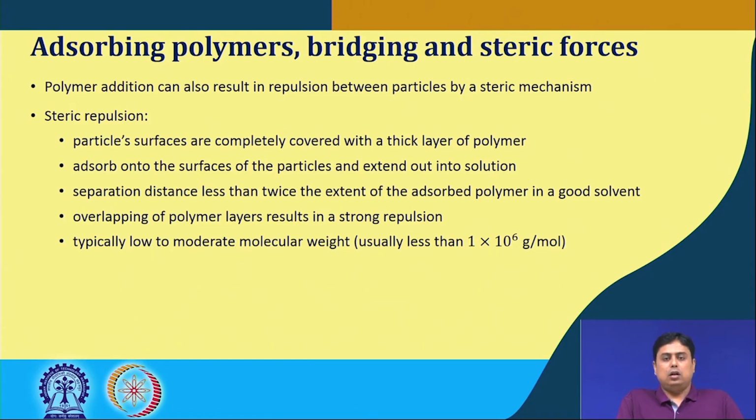A good polymer that exhibits this steric repulsion is typically of low to moderate molecular weight, usually less than 10 to the power 6 gram per mole. Which means the property of these particles can be tailored based on the requirement. The amount of polymeric material being adsorbed on the surface and its molecular weight basically dictate whether there would be attraction or repulsion.